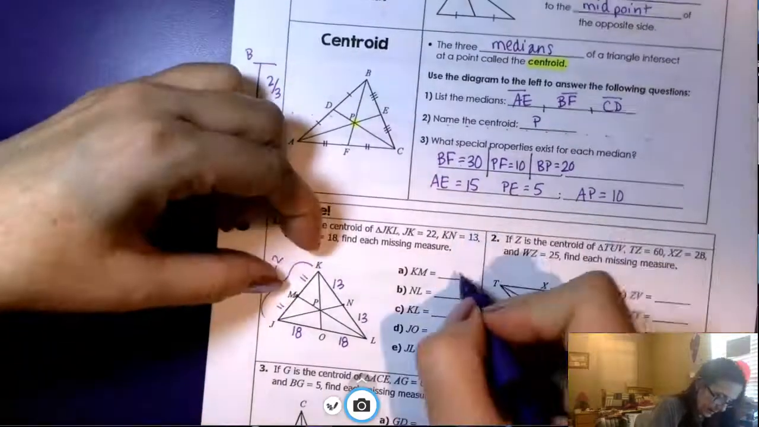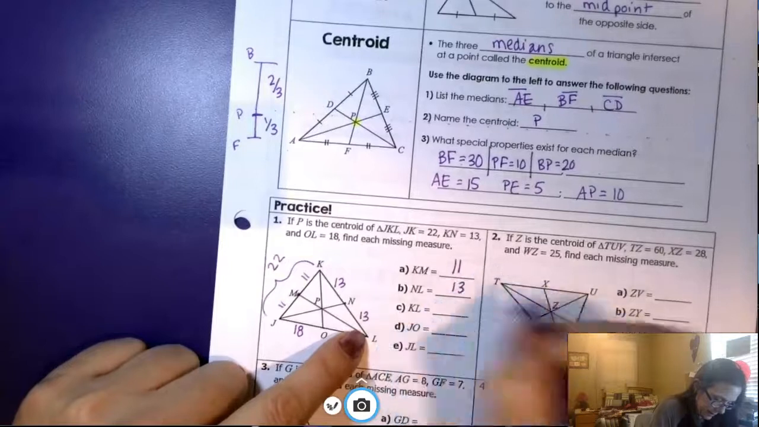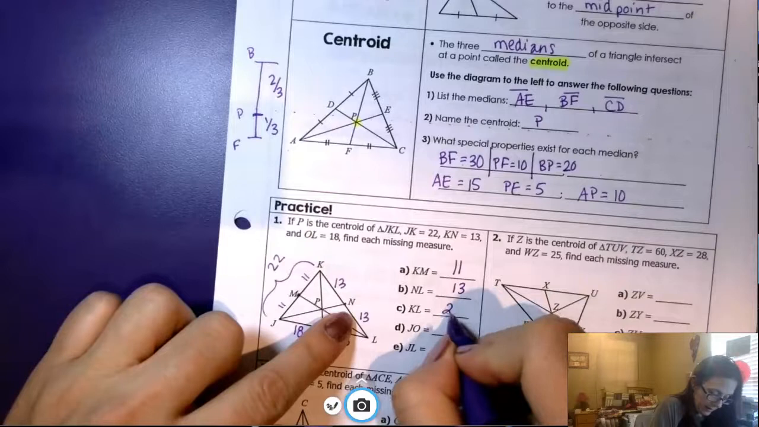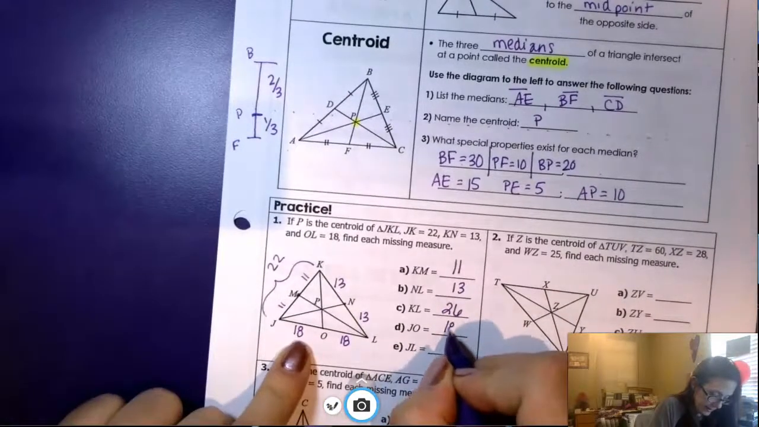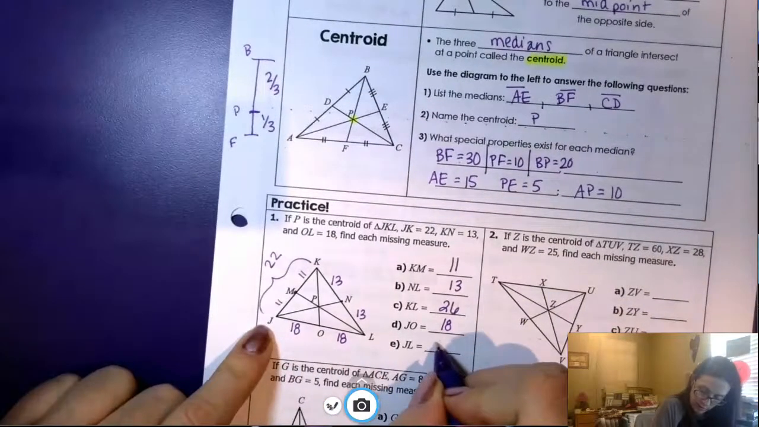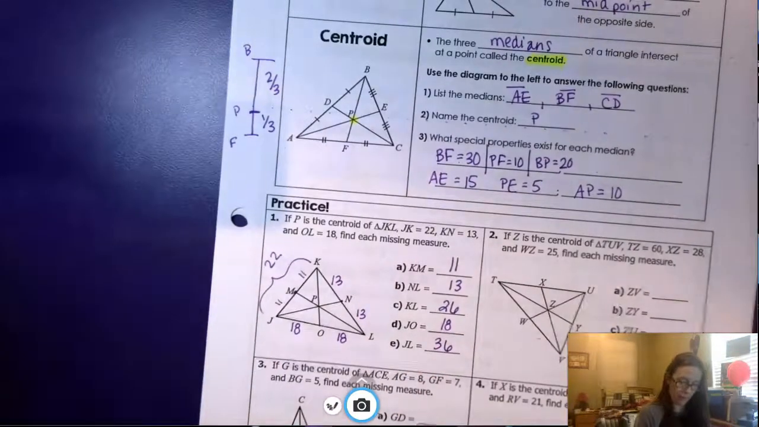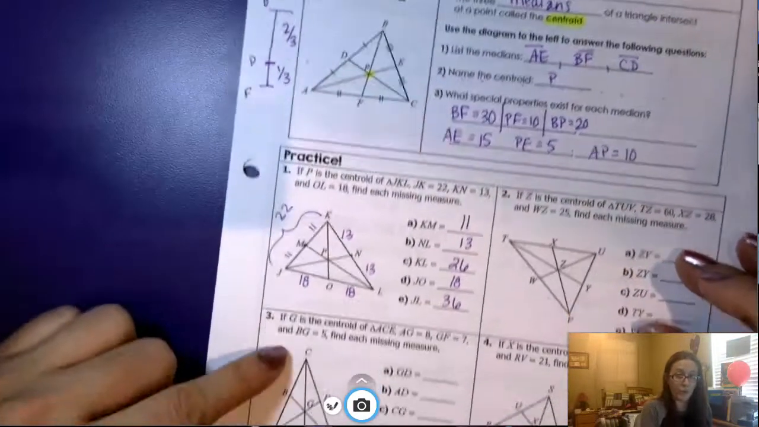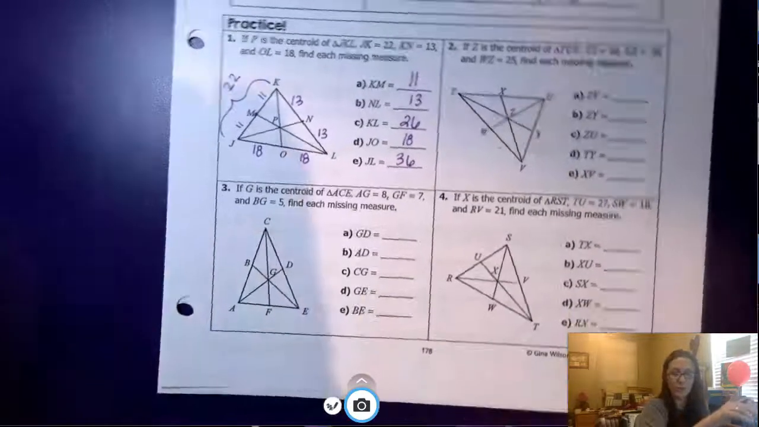KM, that length is 11. And this length is 13. KL, the whole length here, add those together for 26. JO was 18, and JL, the whole length, is going to be 36. That's how I would do that problem. I believe number 2 is going to be similar, so I'm going to go down here to number 3. I'll give you the answers to number 2 in a minute, so if you want to do those, I'll go ahead and give those answers in just a minute.